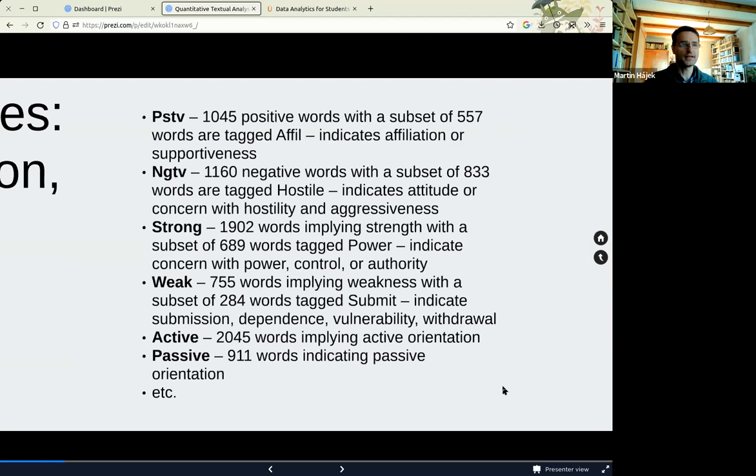And there is an example of different vocabularies, or lexicons. There was the positive lexicon that contained a little bit more than 1,000 positive words, or words considered positive in a dictionary sense. For example, love, peace, happy. And there was a subset, about half of these words, that were tagged as indicating affiliation or supportiveness. For example, support, help, etc.